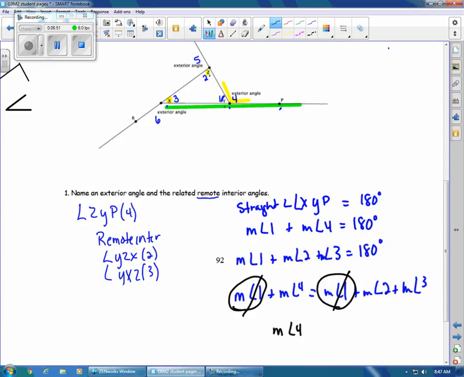4, my exterior angle, is going to be equal to the... I'm sorry, I said remote. I meant the exterior angle is equal to the measure of the two remote interior angles. So measure of angle 4 is going to be equal to the measure of angle 2 plus the measure of angle 3. Hopefully that makes sense.